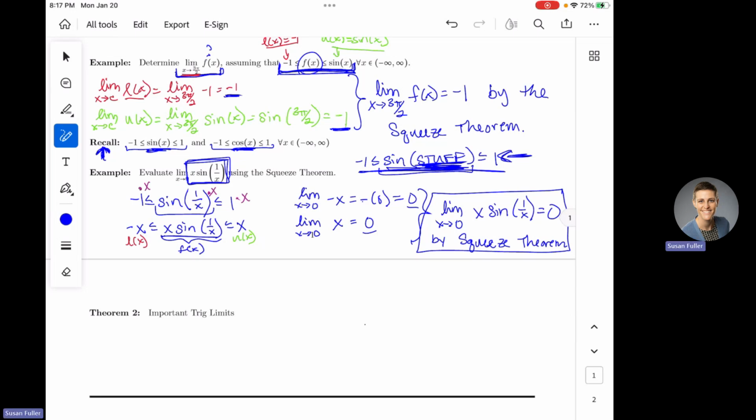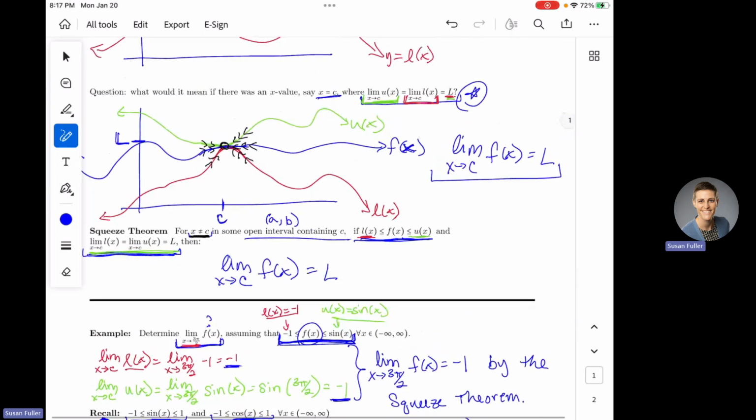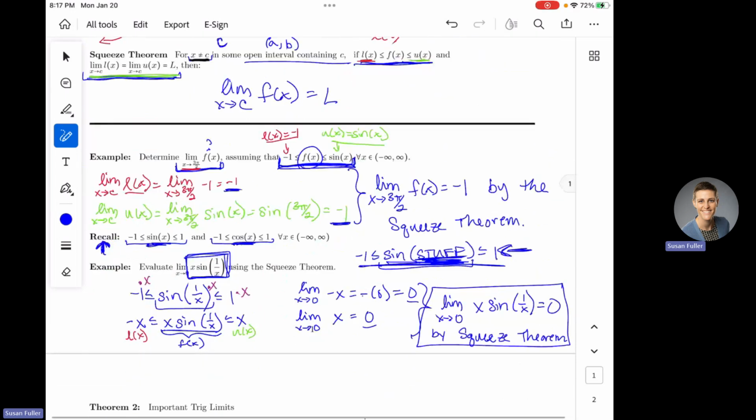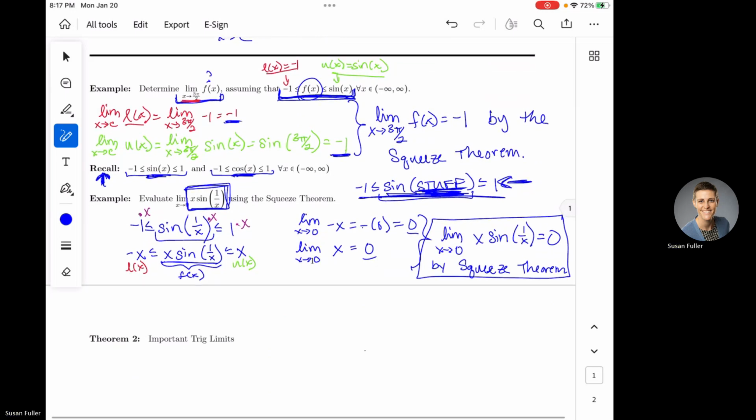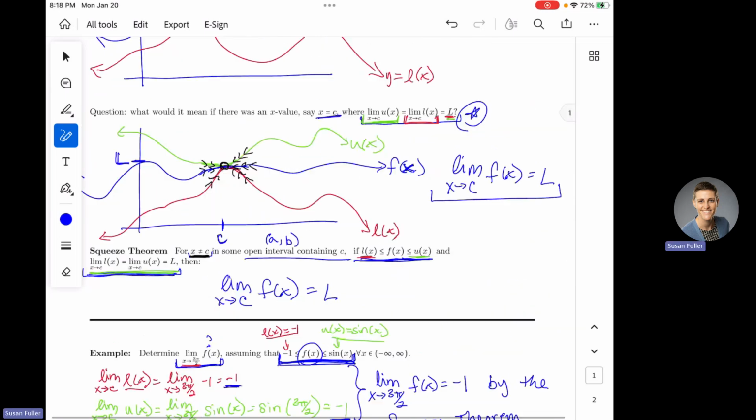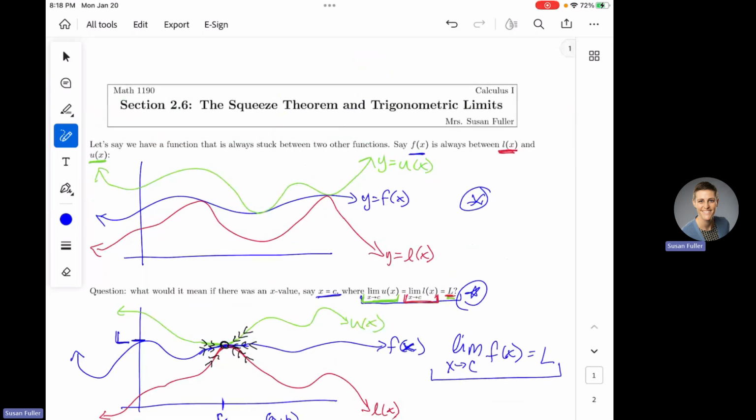All right, so that's the squeeze theorem. That's what it says, and that's how you use it. So now, what if we need some more help? We're going to pivot a little bit, and we're going to go to special trigonometric limits.